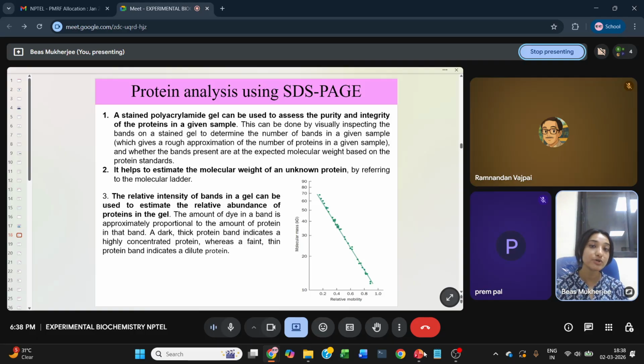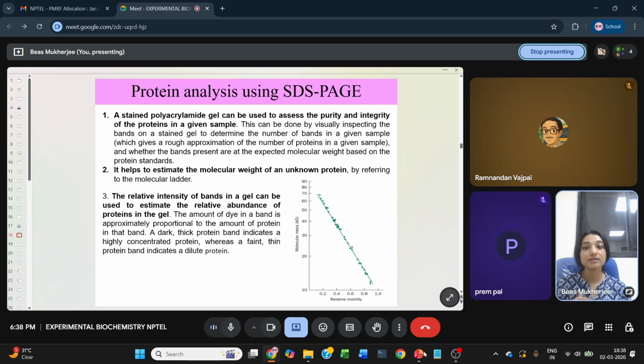Okay, so it helps to estimate the molecular weight of the unknown protein, but this is only an estimation procedure. You will have to go for more sophisticated procedures such as size exclusion chromatography and other techniques, and mass spectrometry, to finally conclude if a protein has a specific mass or not.